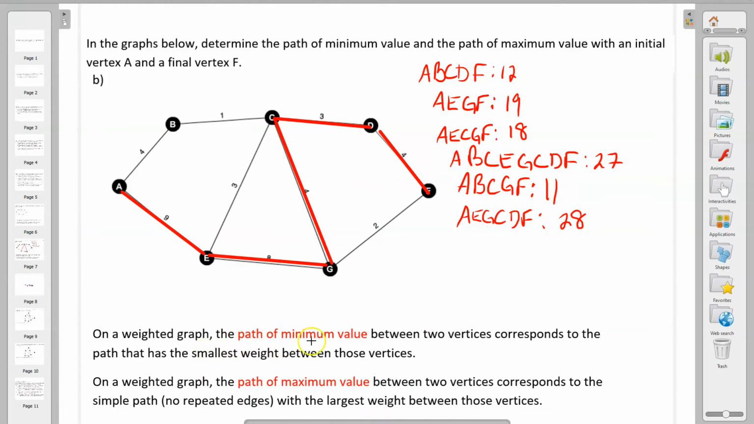In my quest for the path of minimum value, since I think I've been through every possible alternative, I can look at A, B, C, D, F is 12, but A, B, C, G, F is only 11. That tells me I've got the path of minimum value. Now, since I've done all of the alternatives, I should be able to track down the path of maximum value fairly quickly as well. Taking a look at all the totals, it looks like A, E, G, C, D, F at 28 is the largest.